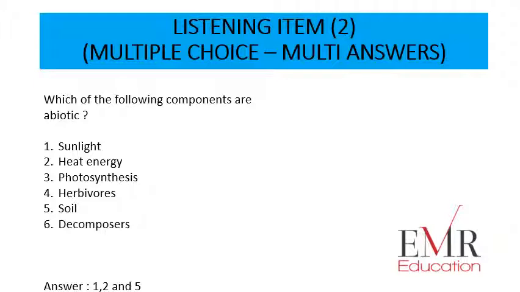The question is pretty simple and the answers select themselves. The decomposers and herbivores are mentioned as biotic. Photosynthesis is never mentioned in either category. The only abiotic ones left are 1, 2, and 5.